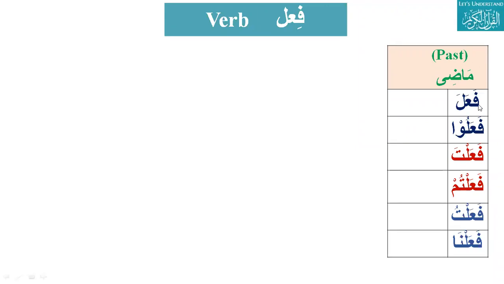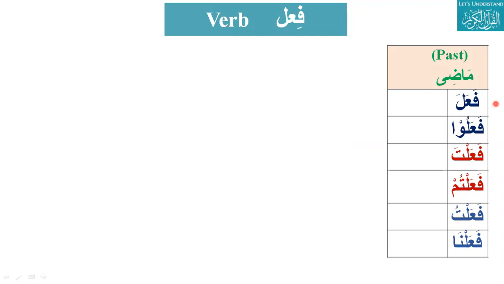There are three letters, fa, ain, and lam. These are three letters, they combine and there is one word. This is the starting word, fa'ala. Fa'ala means he did, fa'alu they did, fa'alta you did, fa'altum you all did, fa'altu I did, fa'alna we did.